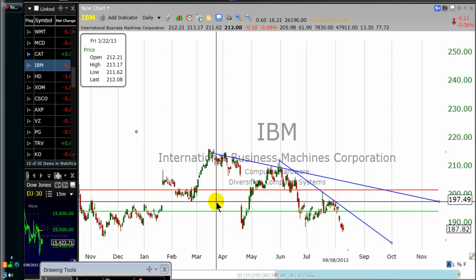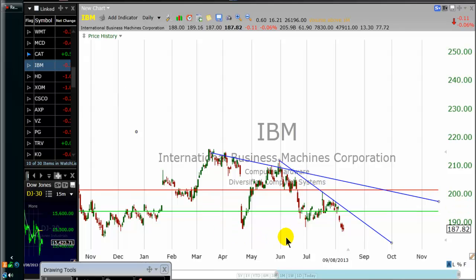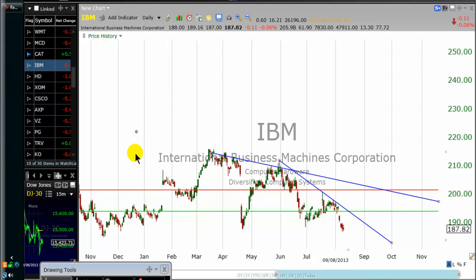Coming back again to IBM, the short-term equilibrium price level for IBM is at 194.09. Price is below it, but the price is now at a support level. What I want traders to understand is that the equilibrium price levels are so important. We want to know where they are, so when we are taking a bullish or a bearish trade, we know where we are and what is likely to take place.